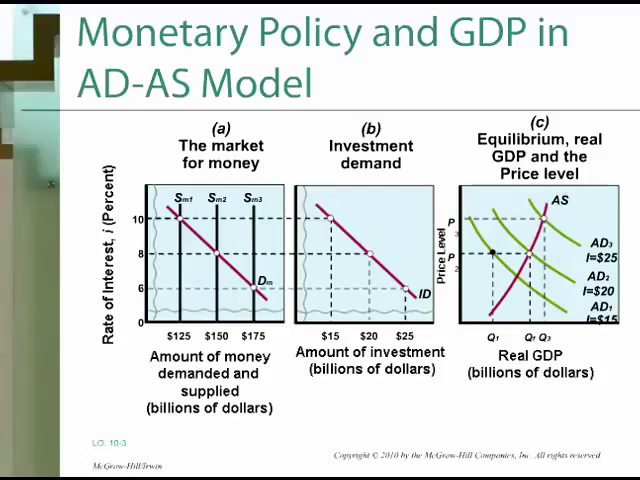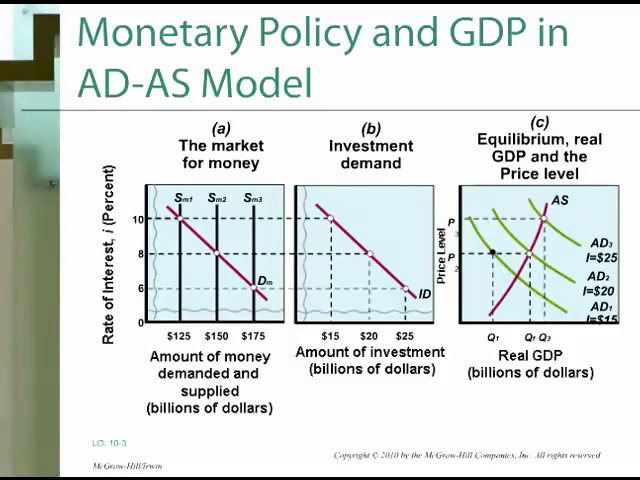We can use the AD-AS model to see this relationship between monetary policy and GDP. An easy money policy that shifts the money supply curve rightward from SM1 to SM2 lowers the interest rate from 10 to 8%. As a result, investment spending increases from $15 billion to $20 billion, shifting the aggregate demand curve rightward from AD1 to AD2, and real output rises from the recessionary level Q1 to the full employment level QF.